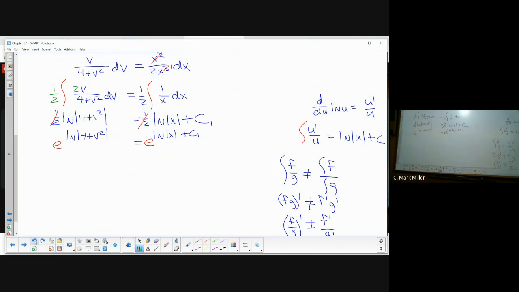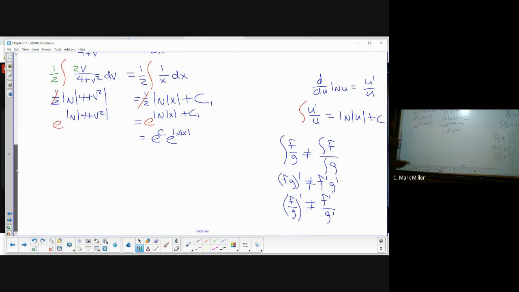So here, this side now becomes what? E to the C1 times e to the natural log of x. And e to the C1 becomes C2. E to the log x becomes absolute value of x. Over here, you just have 4 plus b squared.